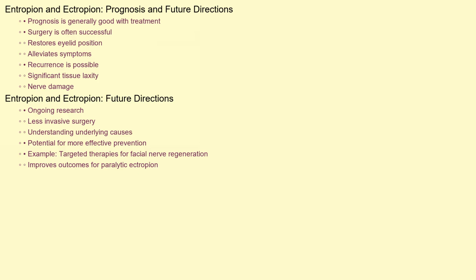Ongoing research is focused on developing less invasive surgical techniques and improving our understanding of the underlying causes of these conditions, potentially leading to more effective prevention strategies in the future. For example, research into targeted therapies for facial nerve regeneration could improve outcomes for paralytic ectropion.